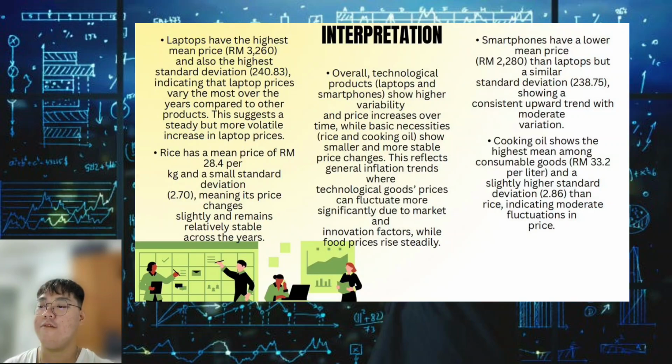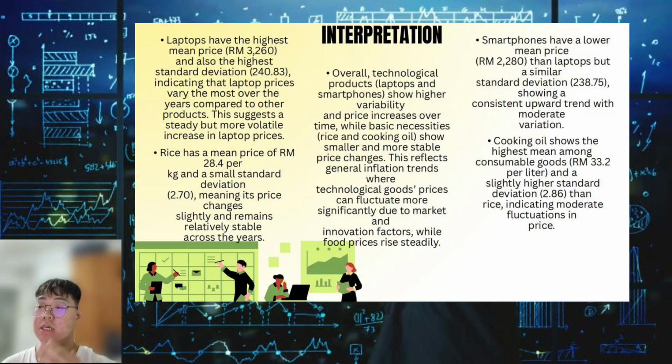I have done a short conclusion, a small conclusion, right? So we're going to look at laptop first, which is the left side, upper side. Laptops have the highest mean price, which is 3,260, and also the highest standard deviation, 240.83, indicating that laptop prices vary the most over the years compared to other products. This suggests a steady but more volatile increase in laptop prices.